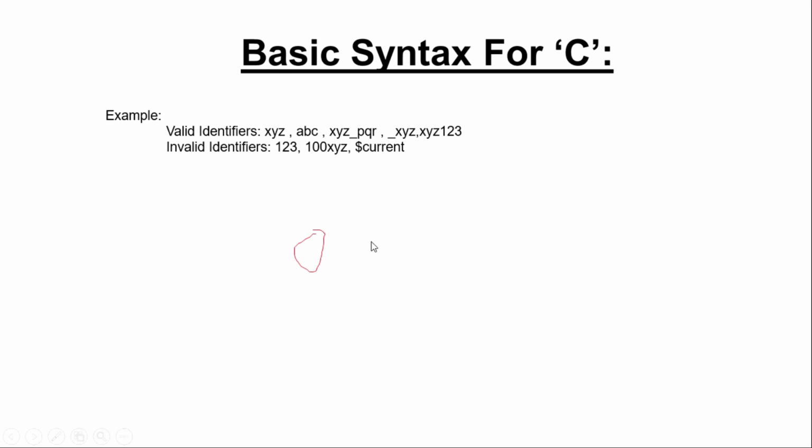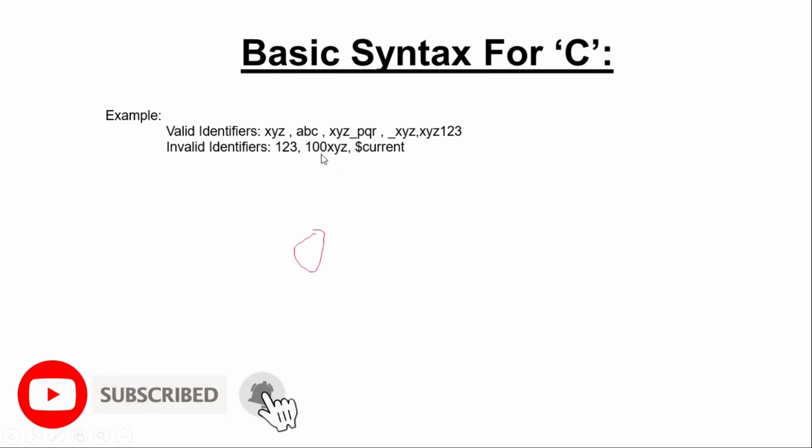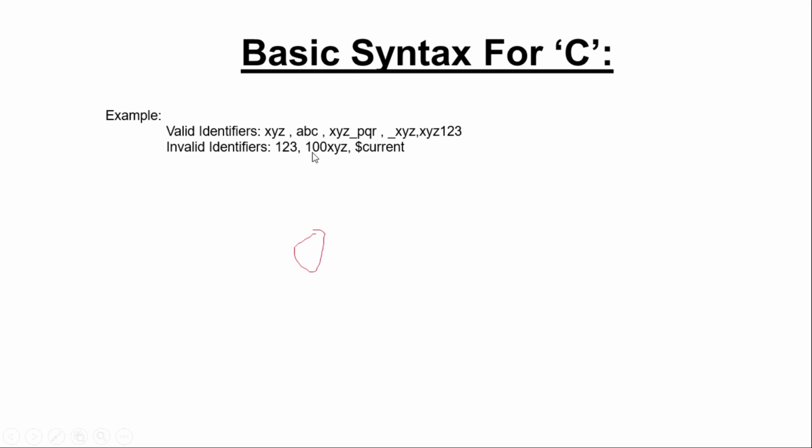Some valid identifiers are XYZ, ABC, XYZ underscore PQR, underscore XYZ, XYZ123. Those are the valid identifiers. Over here, some invalid identifiers are also given. 123 is an invalid identifier. 100XYZ is also invalid because it starts with a digit, and as we see, the rule says identifiers should start with an alphabet and then proceed with any numbers.